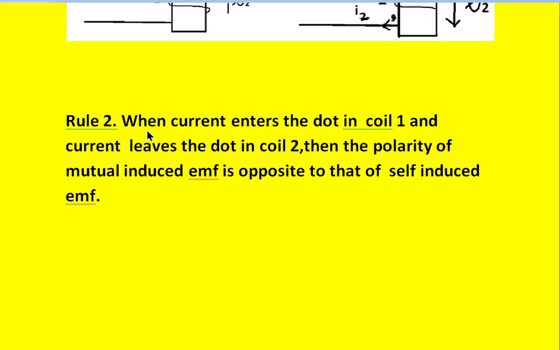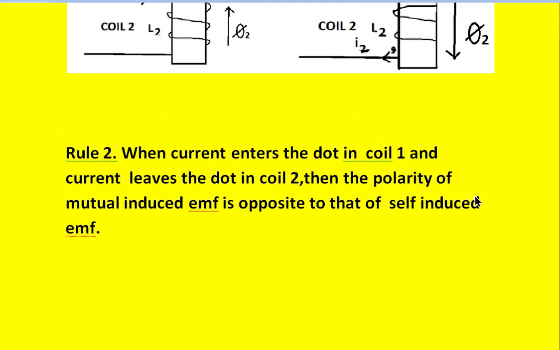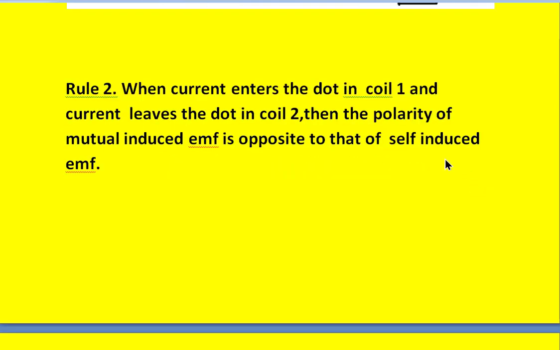Next, dot rule 2 says if the current enters the dot in one coil and leaves the dot in the other coil, then the polarity of the mutual induced EMF or mutual inductance is opposite to that of the self-induced EMF or self-inductance, that is normally minus.